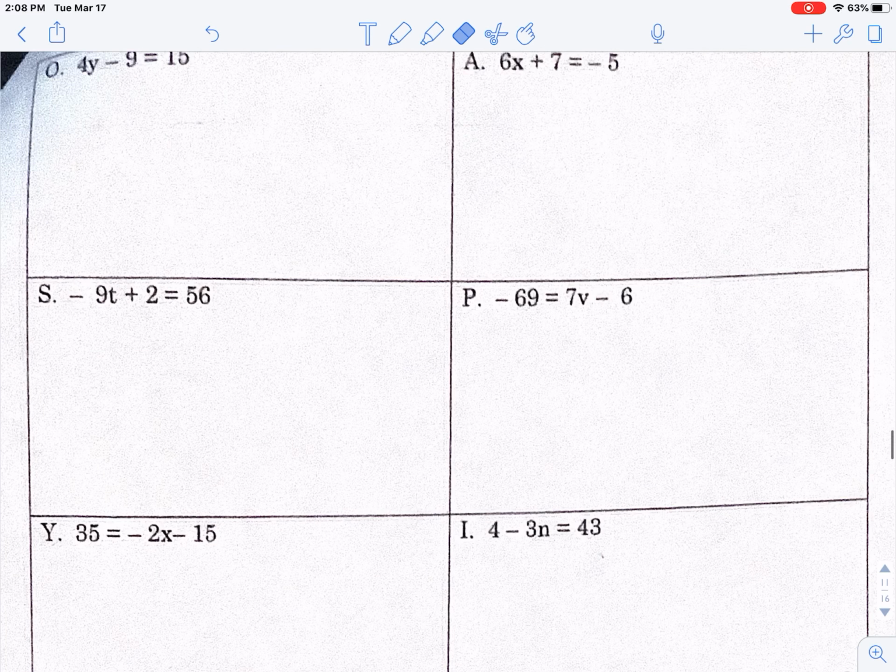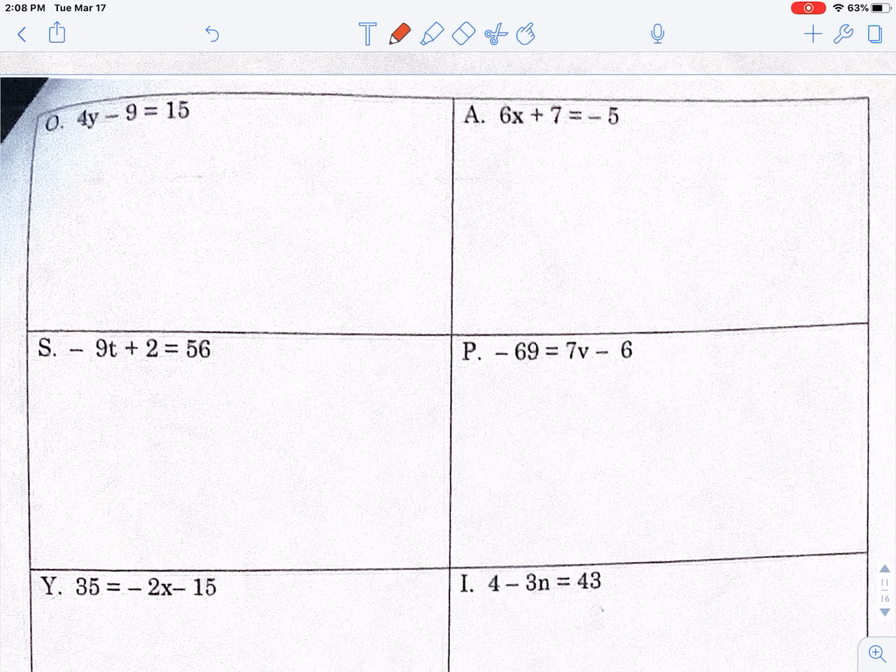So we'll do just a few of these. For box O, we have 4y minus 9 equals 15. These should be a little bit easier than the ones you have up top, okay? But again, we have our 4y, has to stay together. How do we undo subtracting 9? We're going to add it. So we get 4y is equal to 24.